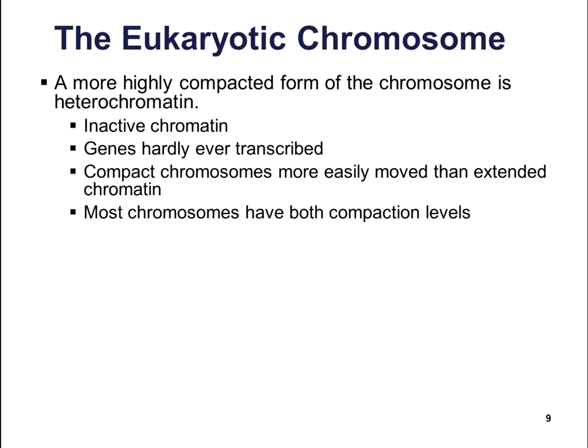A more highly compacted form of the chromosome is called heterochromatin, and this is inactive chromatin. And the genes here are hardly ever transcribed. Compact chromosomes are more easily moved than extended chromatin. And most chromosomes have both compaction levels.